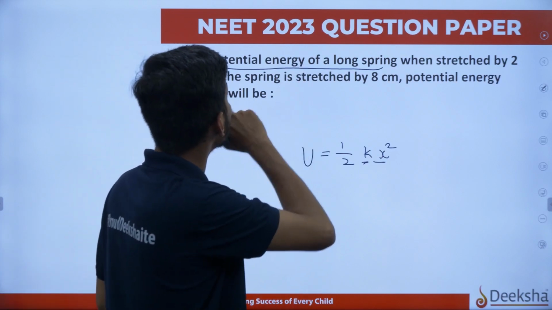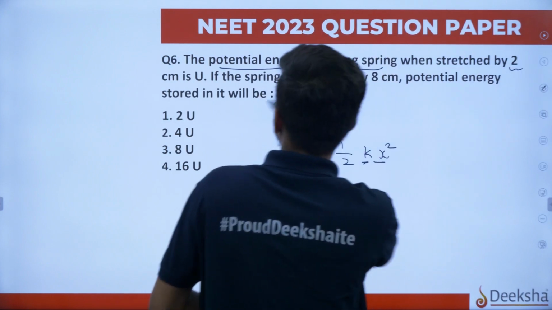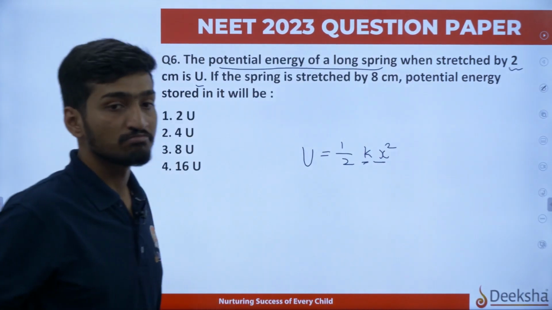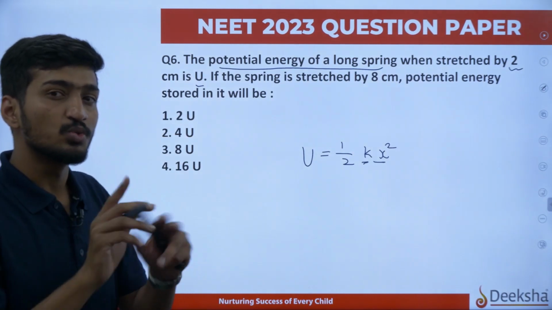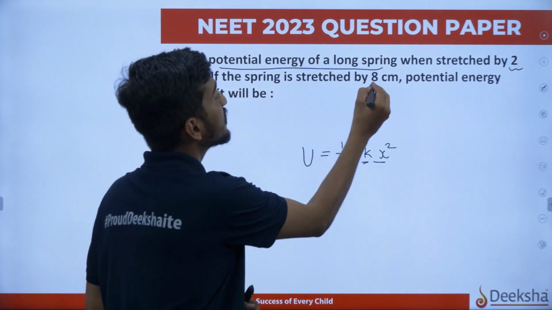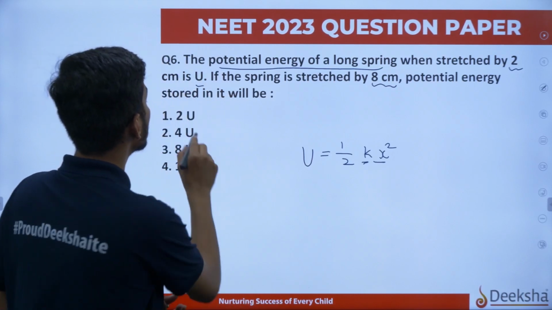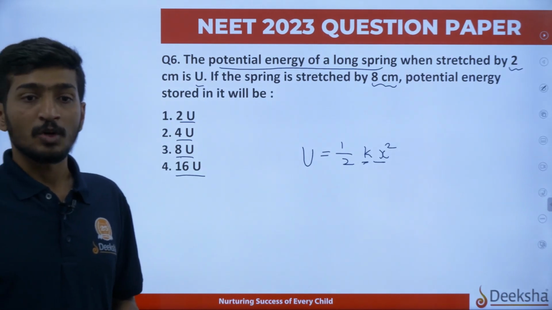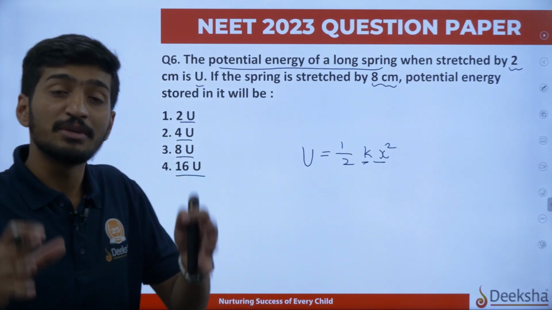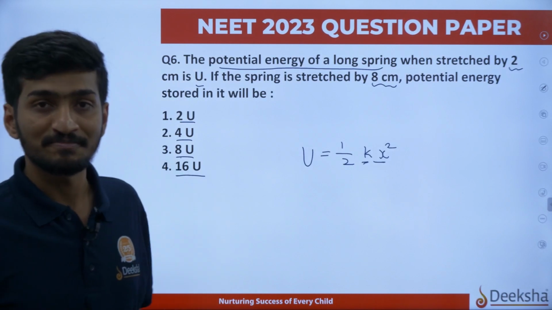Alright, so what does the question say then? Potential energy of a spring when stretched by 2 centimeters is U. When it was stretched by 2 centimeters, it had some U energy inside it. And when it was stretched by 8 centimeters, the potential energy became 2U, 4U, 8U, or something like that. So the question basically isn't asking me to actually calculate the potential energy, it's just asking me to compare.